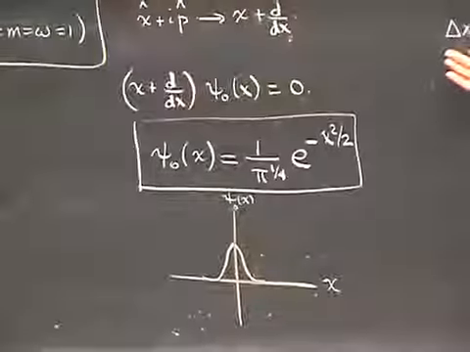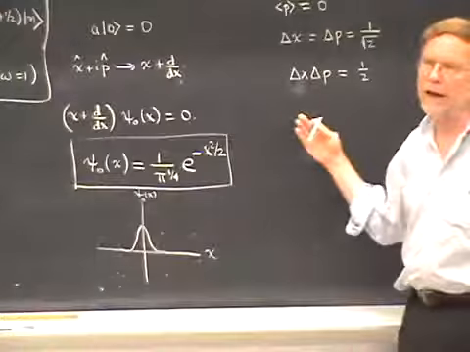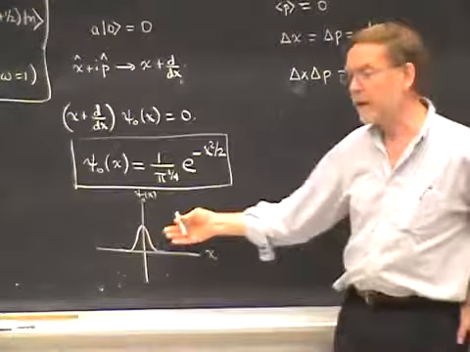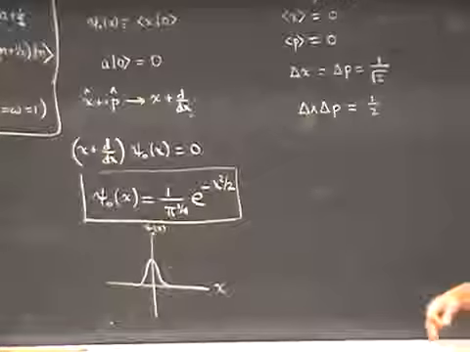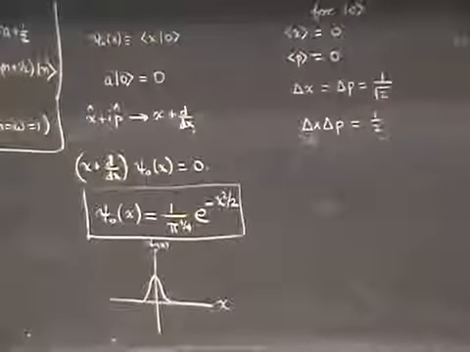It's a Gaussian wave packet. All minimum uncertainty wave packets in terms of delta x and delta p have to be Gaussian, but this is a particular example of it. So that's an interesting conclusion also.